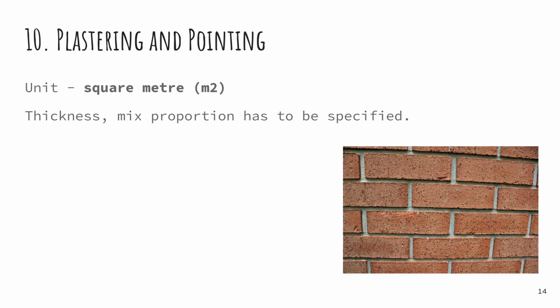And the 10th one is plastering and pointing. Here again, the unit is square meters. And while we talk about plastering and pointing, we'll have to tell the thickness. How thick is the plastering that we're going to conduct, or what is the mixed proportion that we're going to use for pointing. Everything will have to be specified.